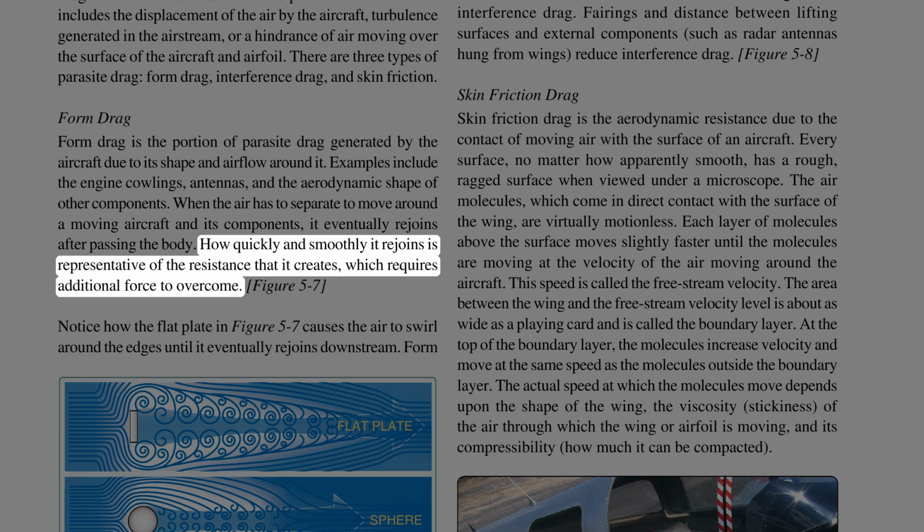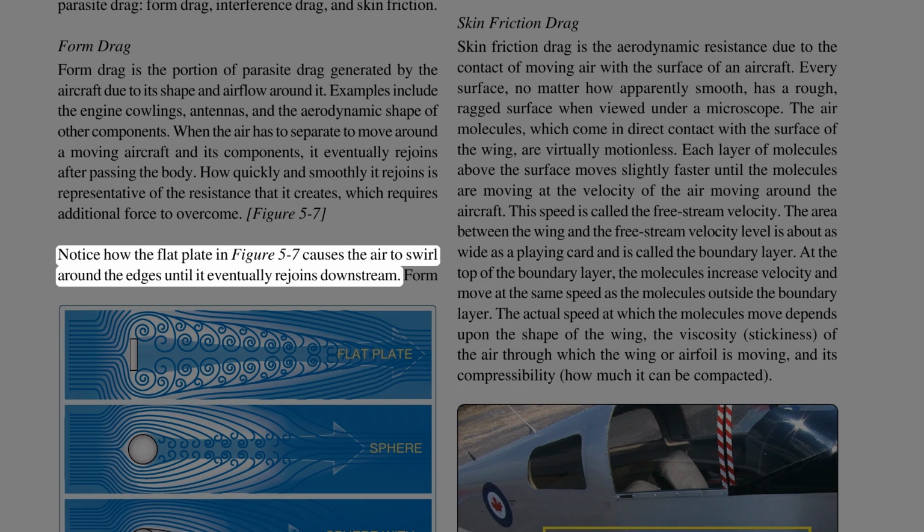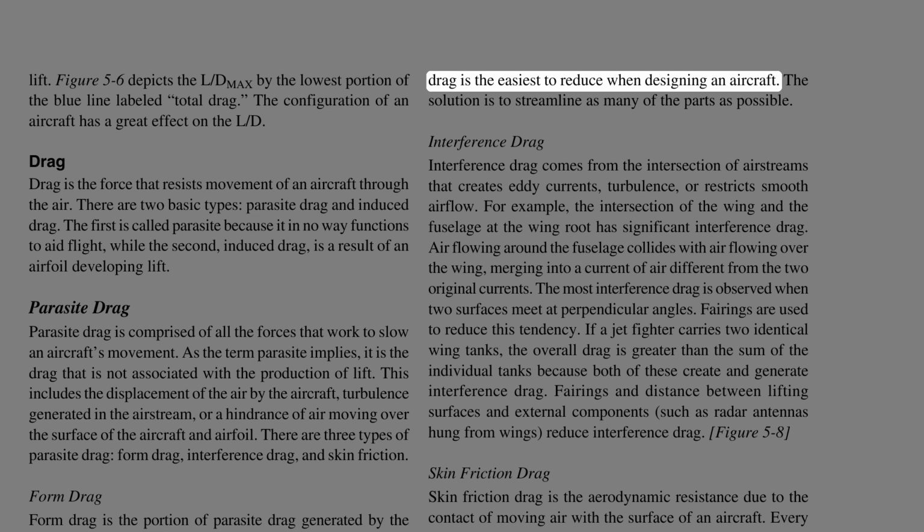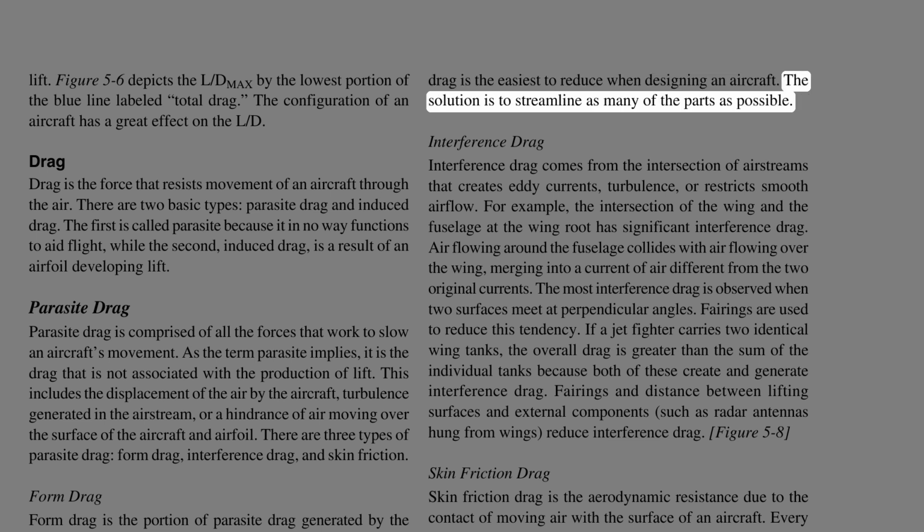Notice how the flat plate in figure 5-7 causes the air to swirl around the edges until it eventually rejoins downstream. Form drag is the easiest to reduce when designing an aircraft. The solution is to streamline as many of the parts as possible.